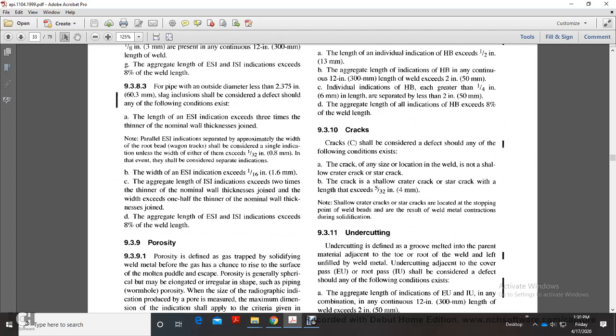Article 9310, cracks. Cracks shall be considered a defect should any of the following conditions exist. A crack at any side of the location of the weld that is not a shallow crater crack or a star crack. A crack that is a shallow crater crack or a star crack with a length that exceeds 5/32 of an inch.